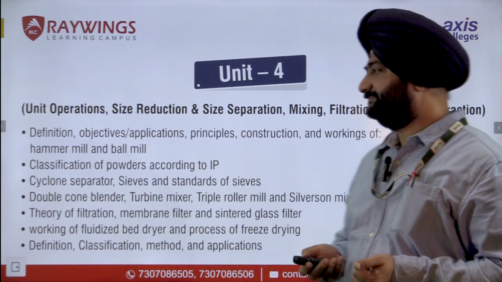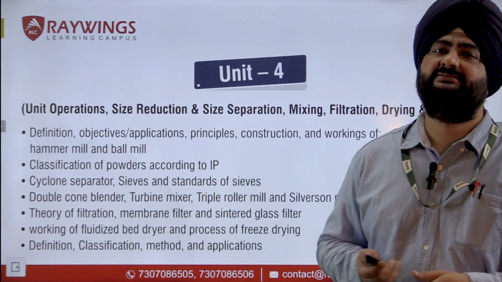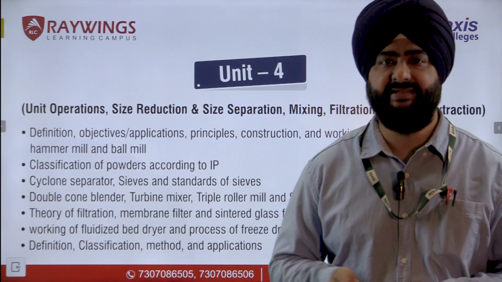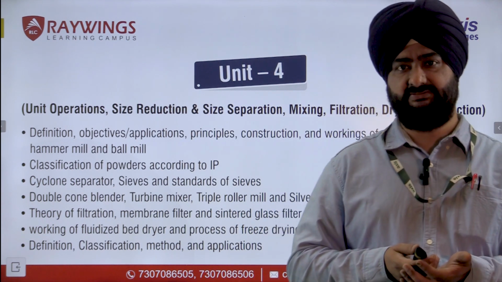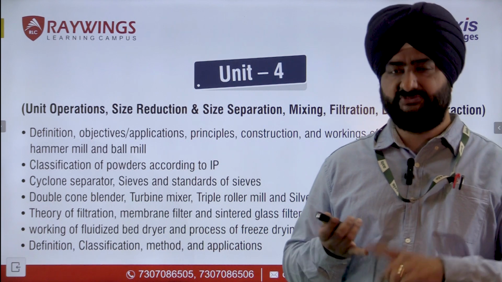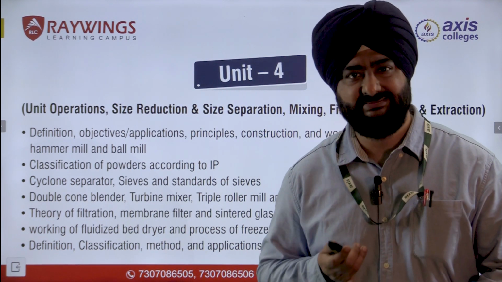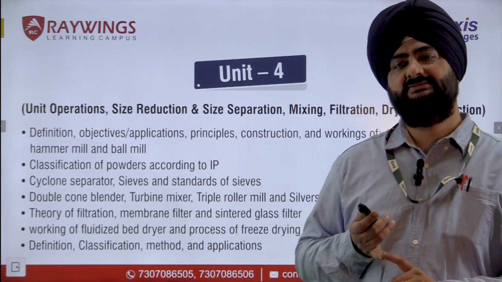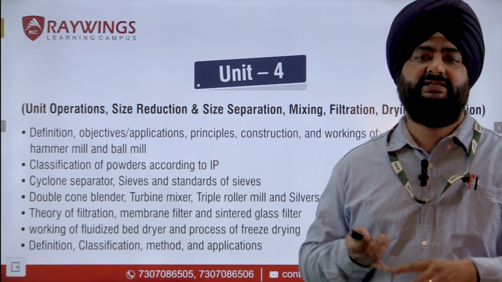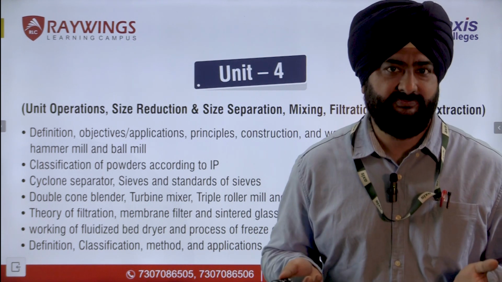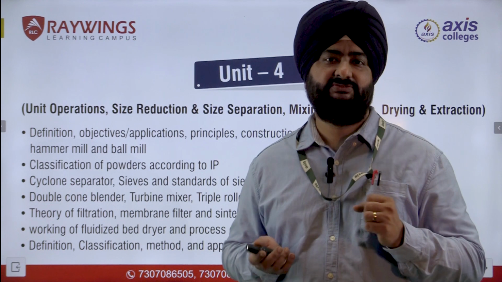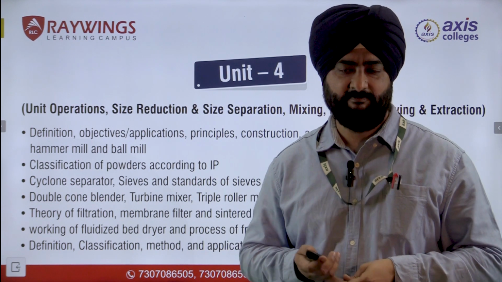Then comes mixing. Mixing means, as the term indicates, a sort of combining of two or more ingredients. So it depends on what type of ingredient is there. If solid ingredients are there, there are different mills. If all the ingredients are liquids, there are different machines. If the ingredients are in mixed form, like some are solid, some are liquid, there are different kinds of machines.